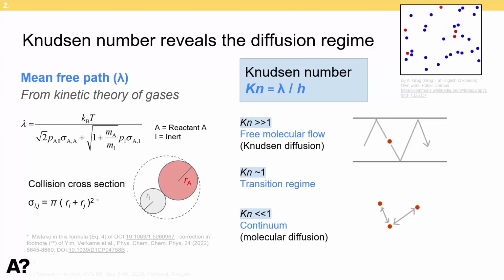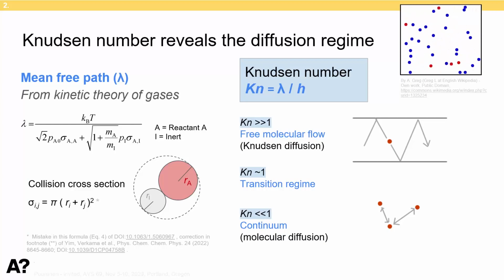Another possibility is the molecular diffusion in continuum flow or viscous flow, where the gas molecules are bouncing into each other in the gas phase. So they are interacting with each other, and the molecule-wall interactions can be neglected. Then between these, there is the transition regime, where both types of diffusion are taking place.